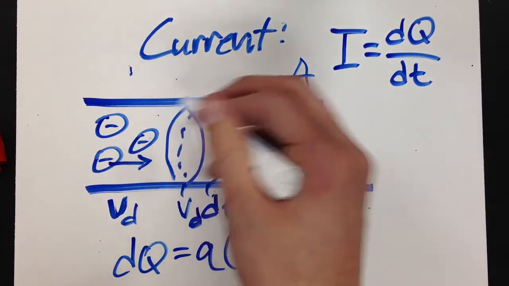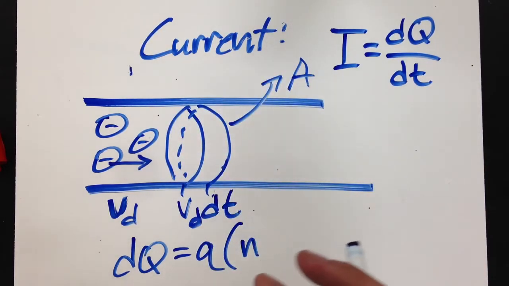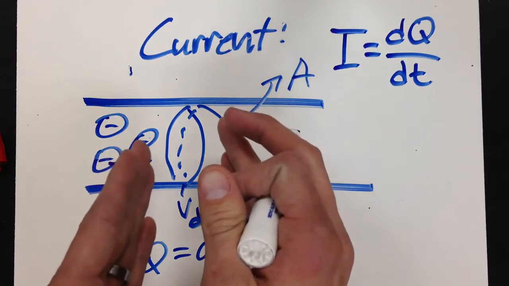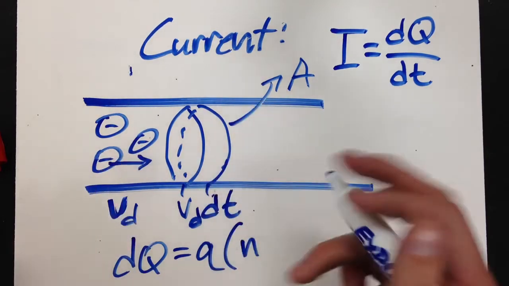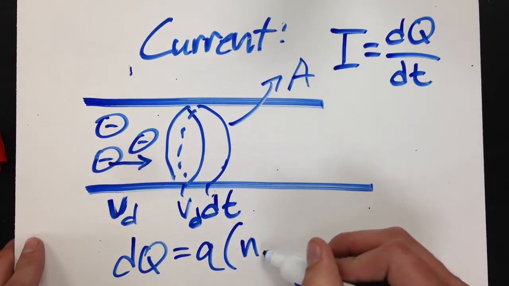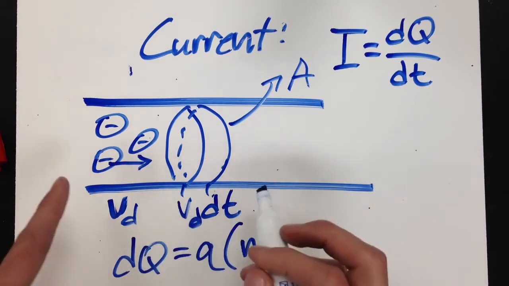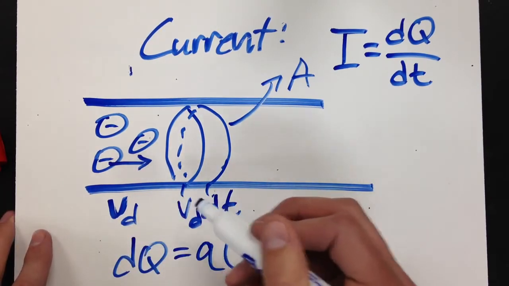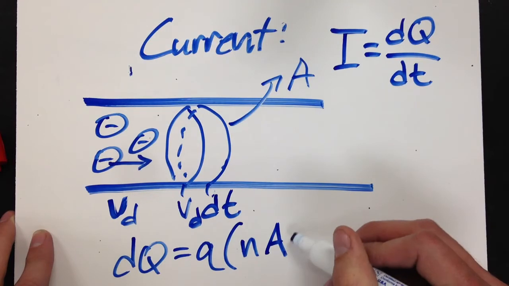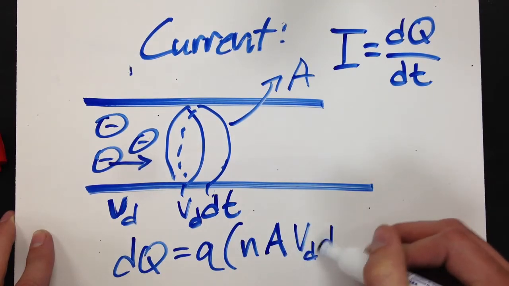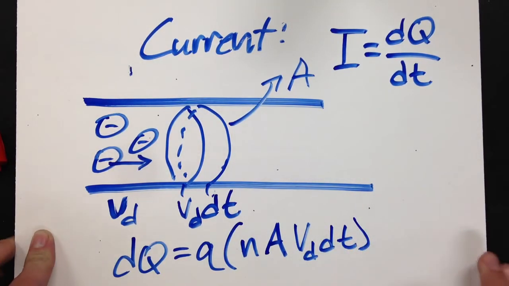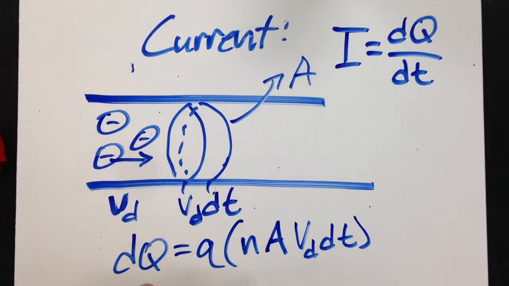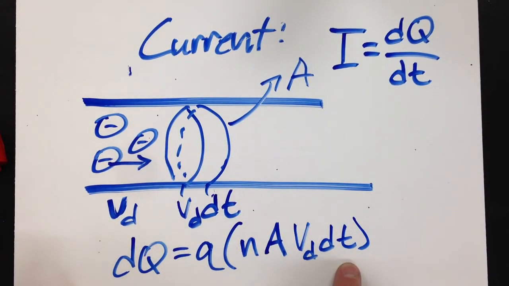Now, how many flow through here? Well, in order to get that, I need the volume of this cylinder. Well, the volume is going to be its area times its distance. Well, its distance is Vd dt, my drift velocity times dt. So, there's dq and there's dt.